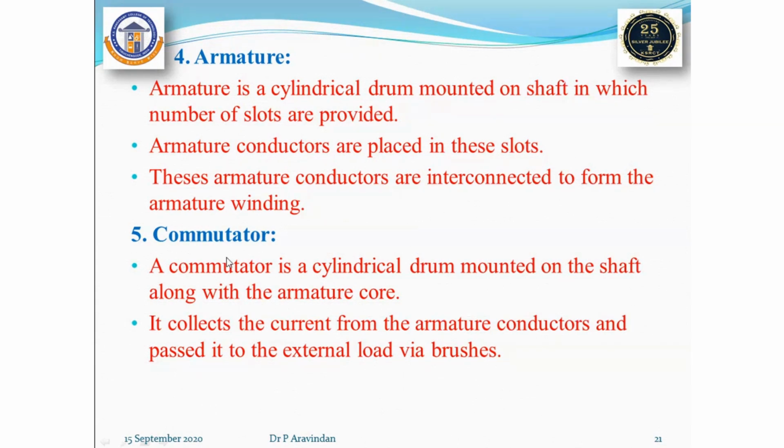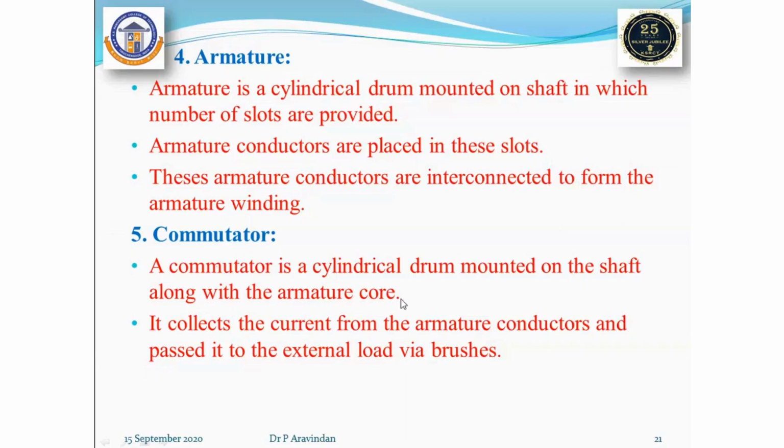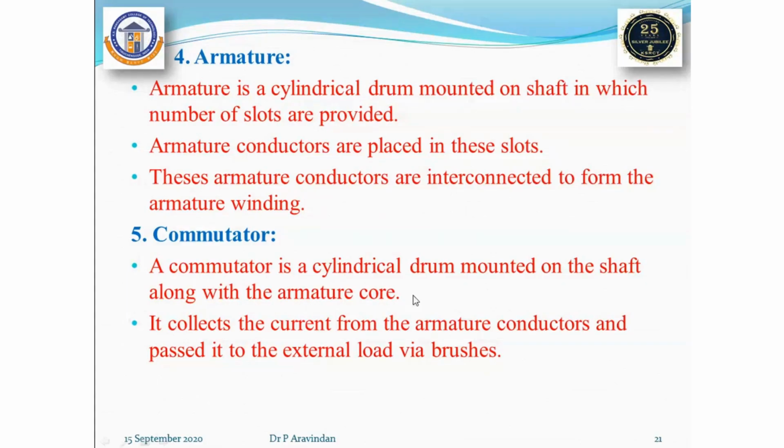Armature windings. The commutator. The commutator is a cylindrical drum mounted on the shaft along with the armature core. That is also very important. What you have studied about the commutator in your DC generator, the same thing here also you have to recall. The common statement for the commutator is that it is a mechanical rectifier. It can convert our AC induced EMF to DC current.